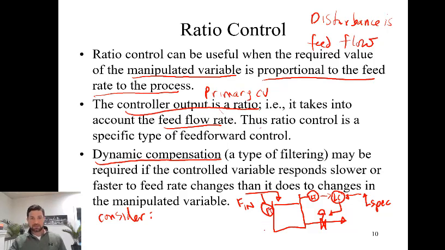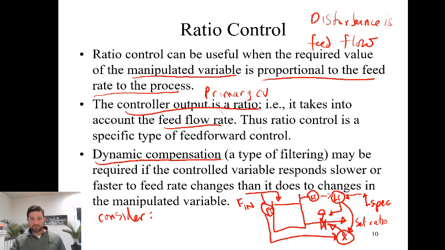So we would have an FT measuring the disturbance, and the ratio controller is going to be a ratio. The controller is essentially just going to be a constant value where we take the measurement of the feed flow and change the manipulated variable. For the ratio controller now, the primary control loop is going to set a ratio.